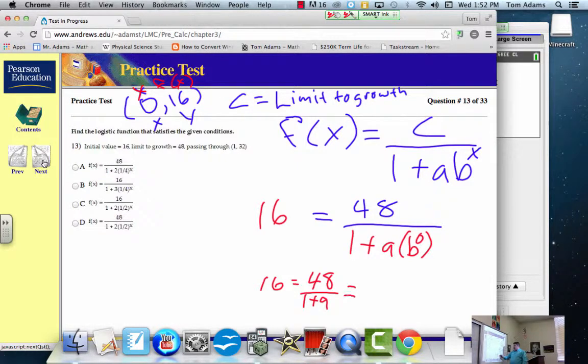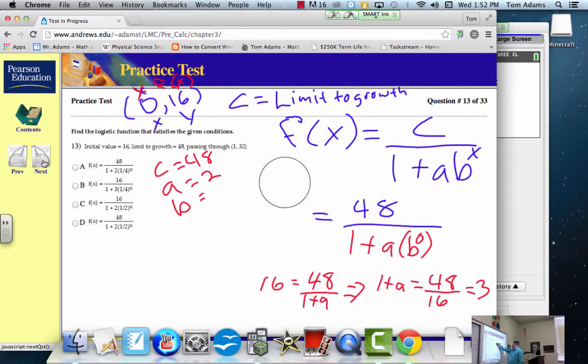If you're not sure how to do that, another way is when you cross multiply, you'll get 1 plus a is equal to 48 over 16, which is equal to 3. So what's a got to be? 2, right? So a is equal to 2. So we've got c is equal to 48, a is equal to 2. The only thing I have to do now is find b.